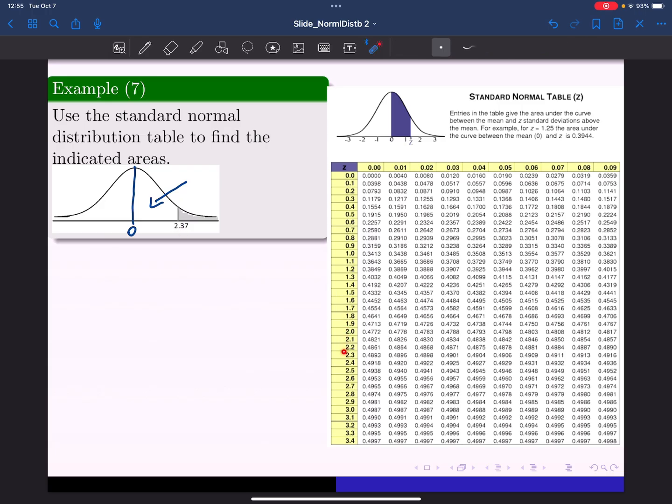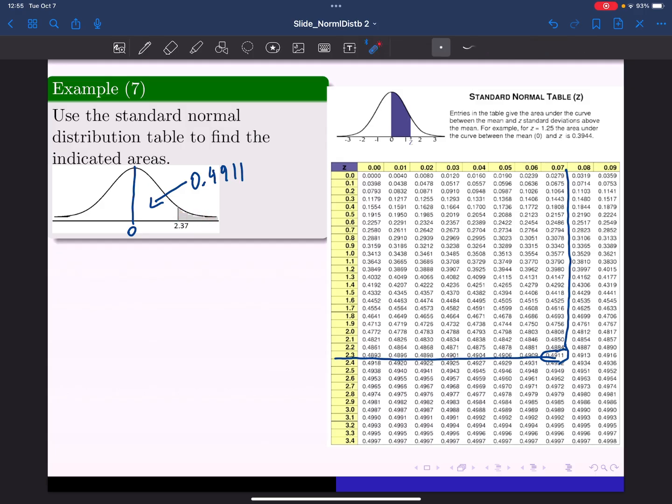So we're going down 2.3, and then we come together with 2.37. So 2.3, and we need to get up to 7, 2.37. So this is the area. So this area is 0.4911, if we did it correctly. I cannot see the value down there. Okay, so this is the value right there, 0.4911.